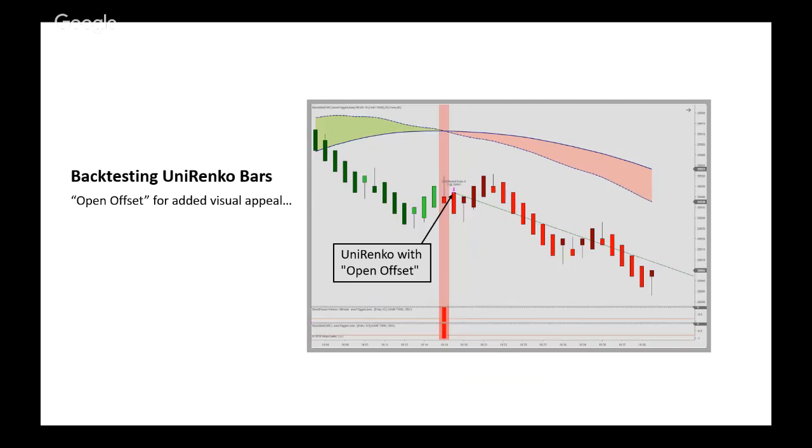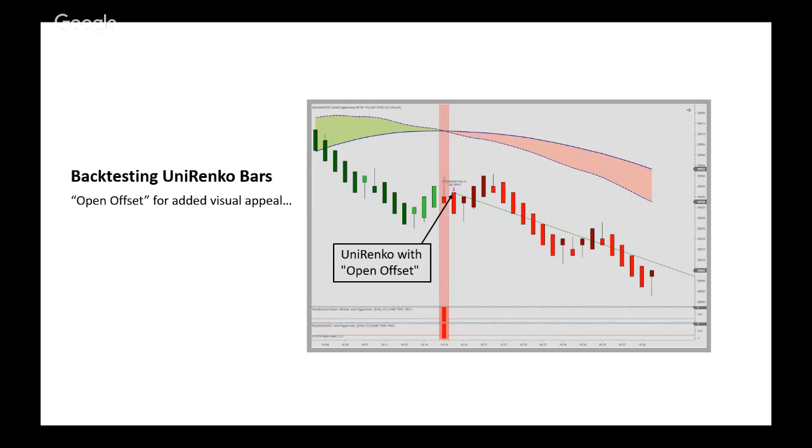UniRenko has the same issue, because market orders use the fake open to establish prices. But the UniRenko comes with a third parameter, the so-called open offset, which is used to locate the most visually appealing fake open. And unfortunately, many will test using this open offset equal to the trend tick requirement, which is what we see here.